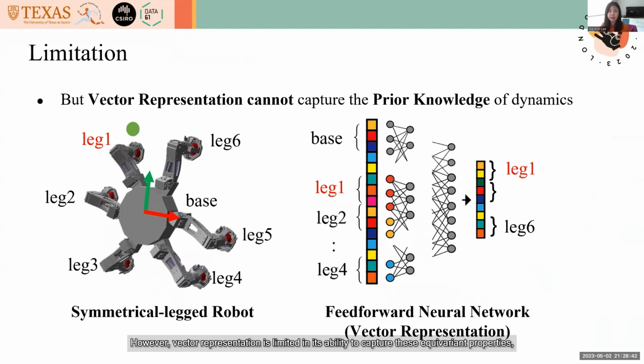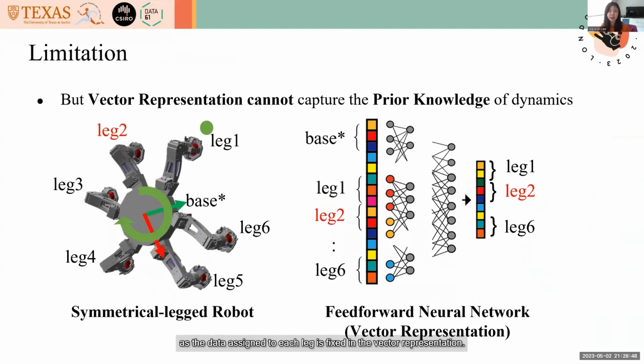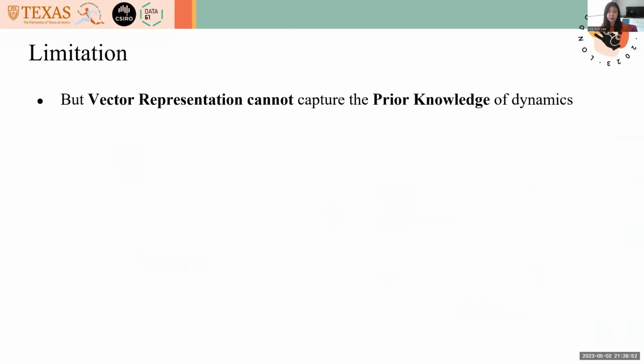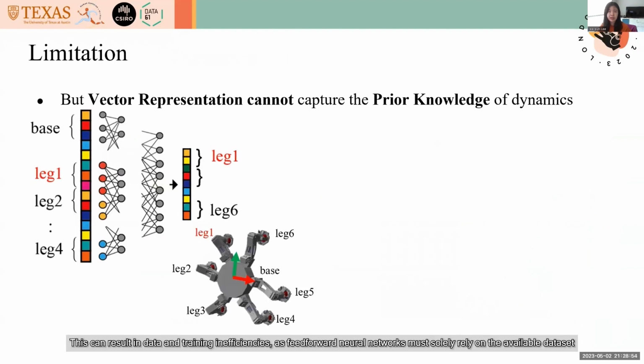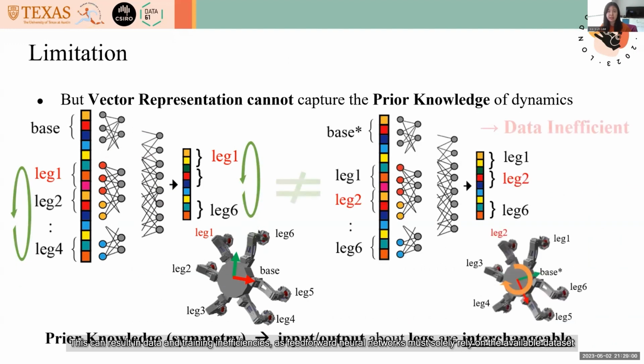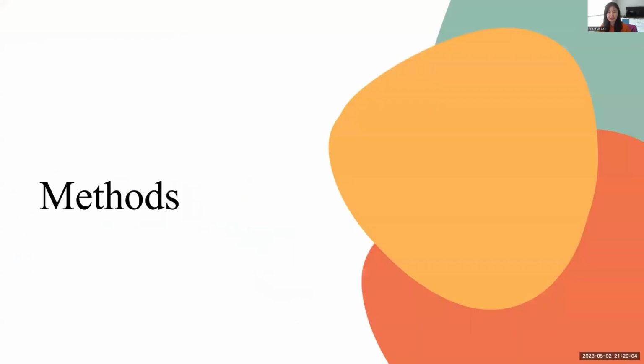However, vector representation is limited in its ability to capture these equivariant properties, as the data assigned to each leg is fixed in the vector representation. This can result in data and training inefficiency, as a feedforward neural network must solely rely on the available data set to learn the relationship between each leg.